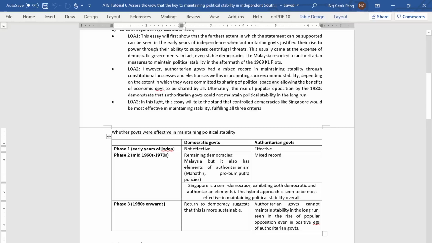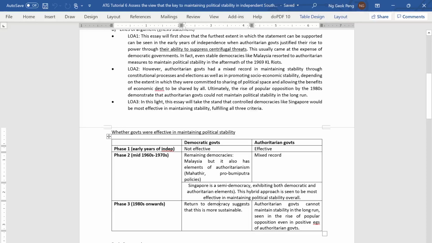Now, Singapore is a semi-democracy. It's a controlled democracy. Remember, the PAP government was democratically elected, but it's a one-party state, where the PAP government controlled all the seats in government for about 2 decades. So Singapore is somewhat like a hybrid approach, and it seems to be the most effective, at least that's what I'm going to argue. And phase 3 onwards.